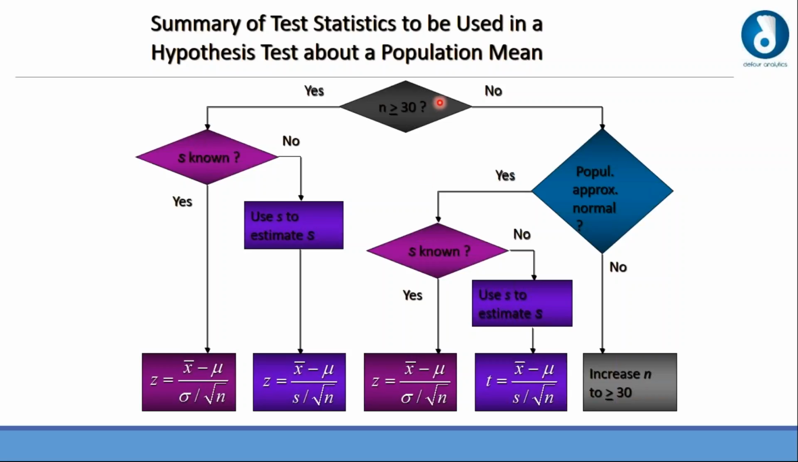And if my sample size is less than 30 and my population is still normal, then we need to see whether S is known. If it is known, then again we use the Z test, and if it is not known, then we use the T test. And if we find that the population is not normal, then we need to increase the sample size beyond 30 so that it becomes normal.